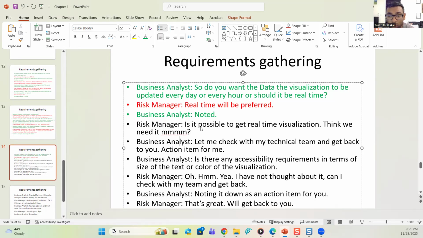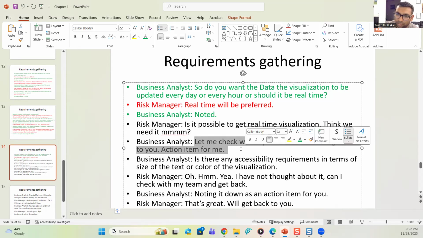You have to do your due diligence and check with your technical team, your developer or tester, whoever it is, should be a tech lead. You have to take that question back and check with them, hey, can we give real-time visualization? Then the tech lead will update you: yes, it's possible, or no, it's not possible. So what I'm saying is, let me check with my technical team and get back. That's an action item for me. So take it as an action item.